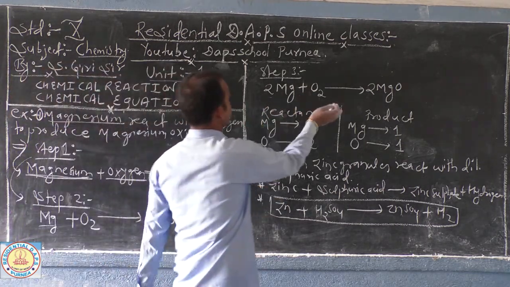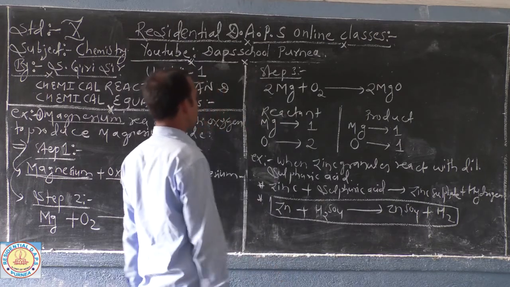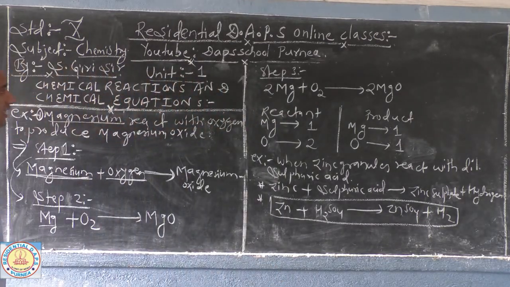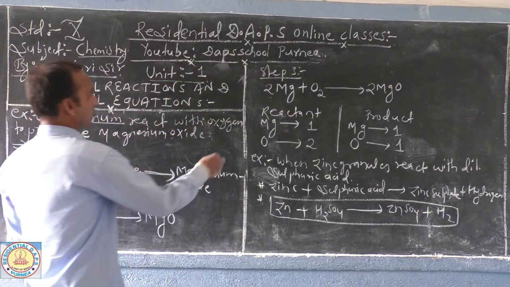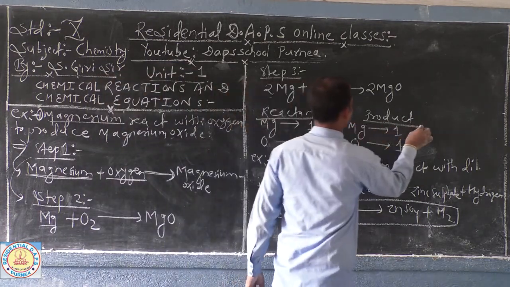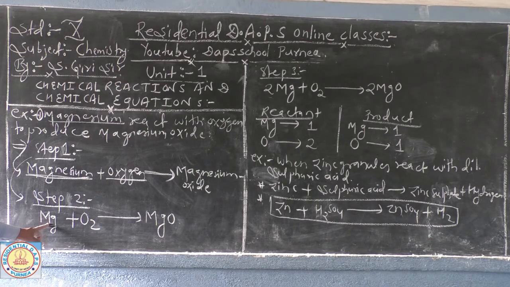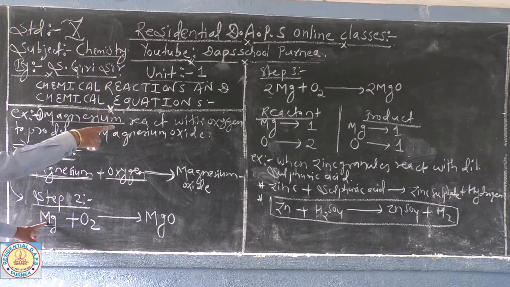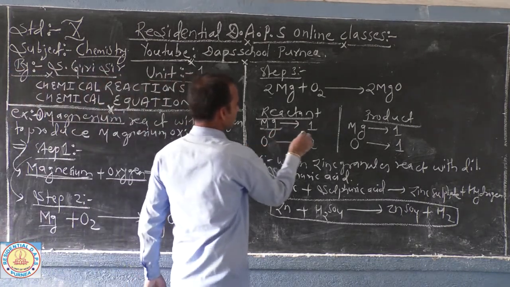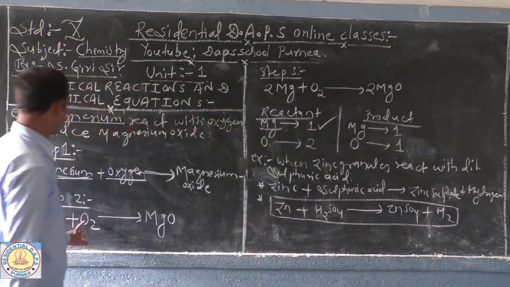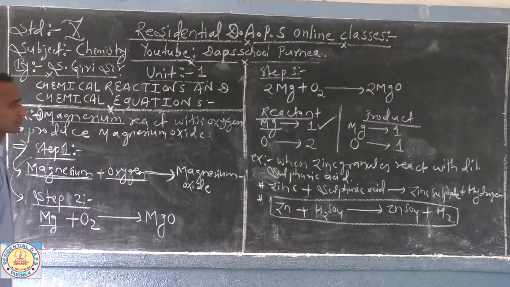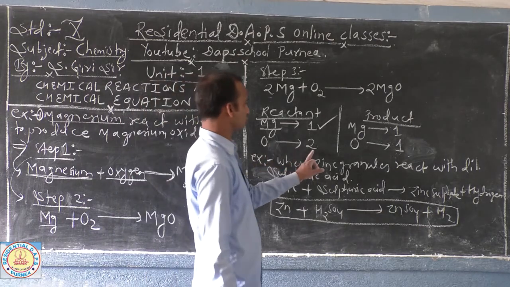Now you need to balance by counting the number of atoms on both sides, the reactant side and the product side. So here is the reactant and product side. You can see in the reactant magnesium is 1 atom, so Mg equals 1, and for oxygen here you are getting 2 atoms, so oxygen equals 2 atoms in the reactant.